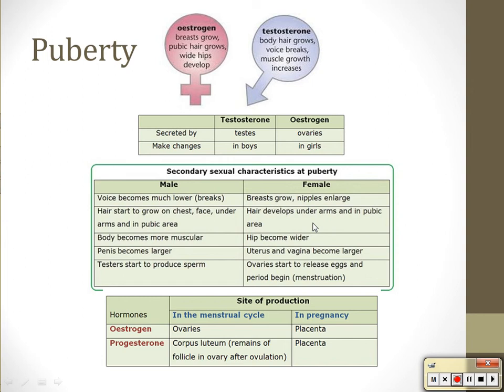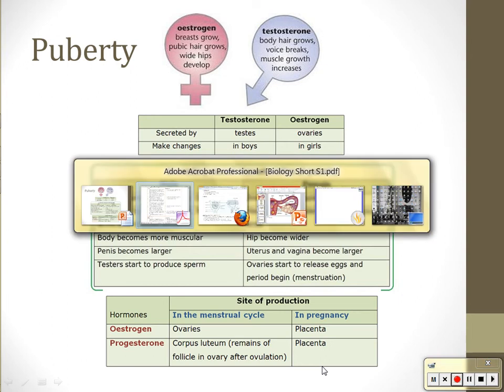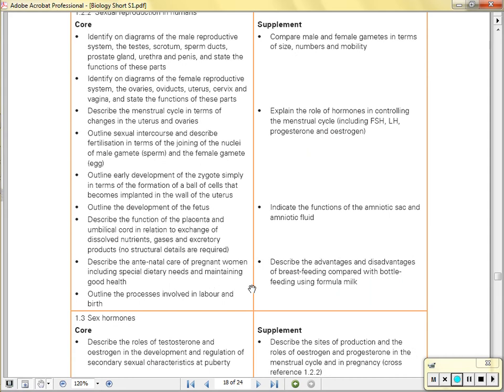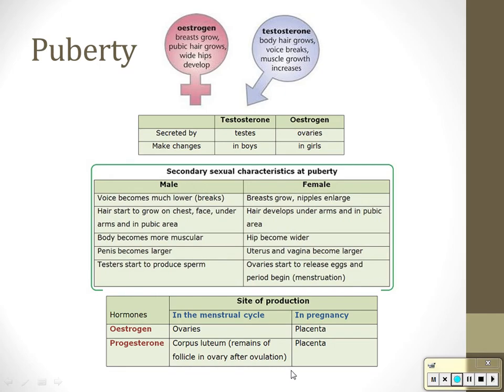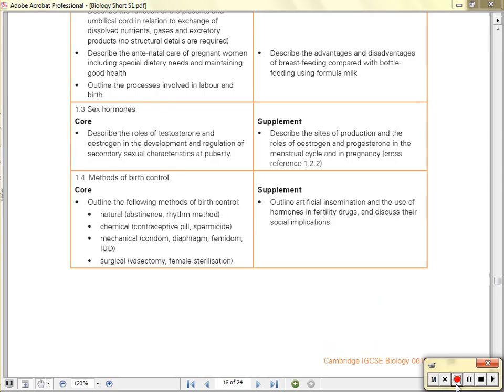And then the secondary characteristics, how do those changes affect males and females? Please note there is a point in the syllabus where they specify you need to know the differences in relation to pregnancy. And it's very simple. In pregnancy, you add a hormone, you add progesterone, and it comes from the placenta. Okay?